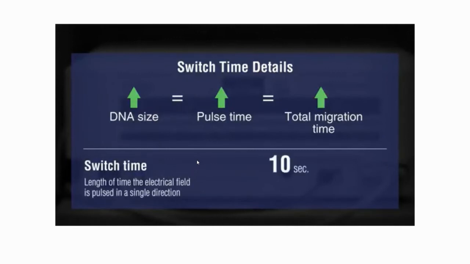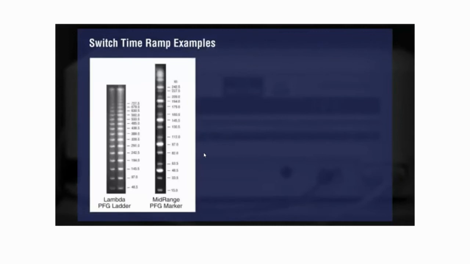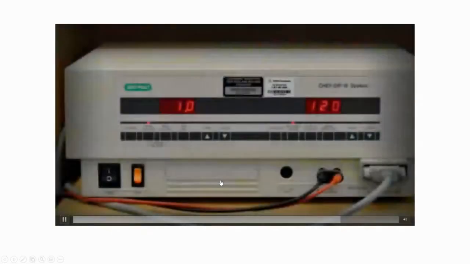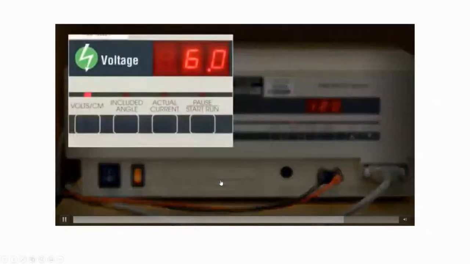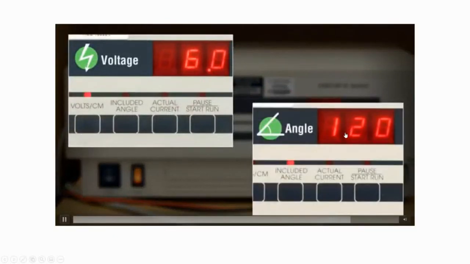For example, a 10-second switch time means that the electrical field will be pulsed in one direction for 10 seconds and then switch to another direction for 10 seconds. Samples with a wide range of DNA fragment sizes, such as any of these PFG markers, can be resolved by ramping up a short switch time to a longer one over the course of the run. Most PFGE protocols are optimized for 6 volts per centimeter gel runs and optimized for a 120-degree angle.